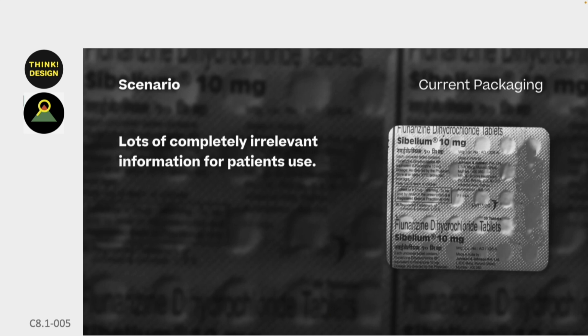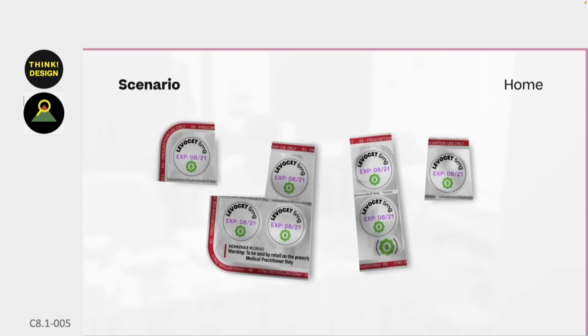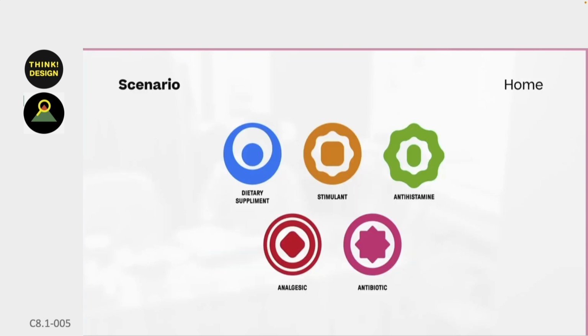Existing packaging has lots of completely irrelevant information, useful to pharmacists but not necessarily to patients. Our proposal for redesigning packaging clearly focuses on the patient's uses, separating legally required information like manufacturer's address and other information aside. And the name and expiry date are printed on the back of each tablet, so even if the pharmacist has to cut the tablet, important information is carried over. We also designed symbols for different medicine classes such as dietary supplements, stimulants, antihistamines, analgesics, etc.